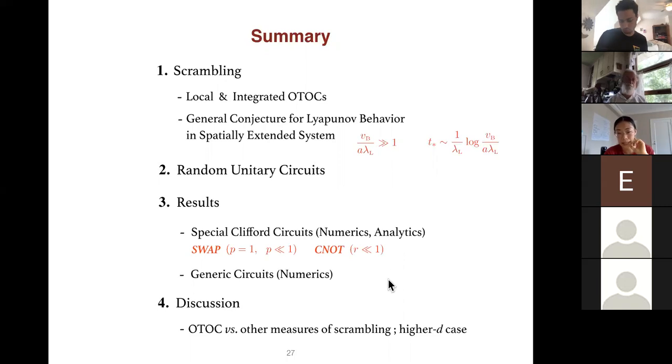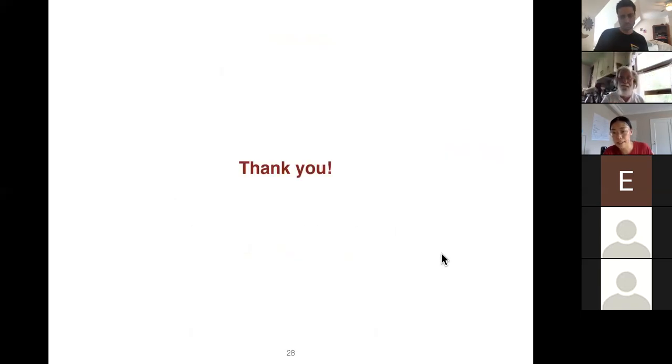And then we talked about random unitary circuits and specifically the special Clifford circuits, which have swap and CNOT gates, in both the ballistic and diffusive cases. We tested our conjecture in those circuits. I showed you the results from numerics and also the master equation. We also briefly mentioned the results from more generic circuits. And in the end, I briefly touched upon the relation between OTOC and other measures of scrambling, for example, the state and operator entanglement. This is still an open question, and so is the higher dimensional generalization of our conjecture. So with that, I would like to thank you for your attention and take questions.